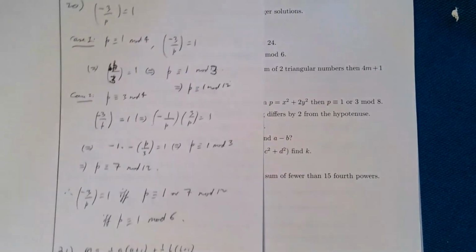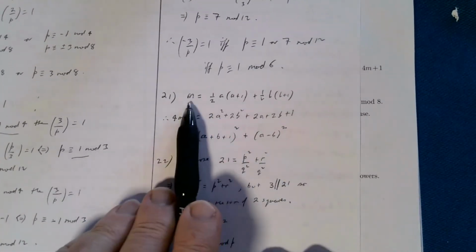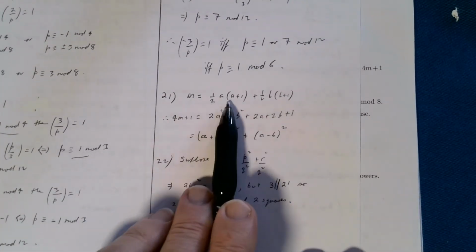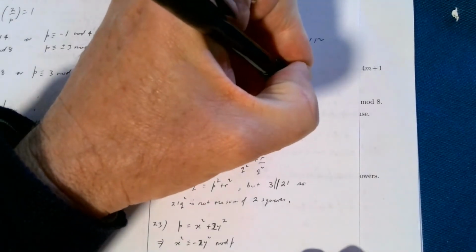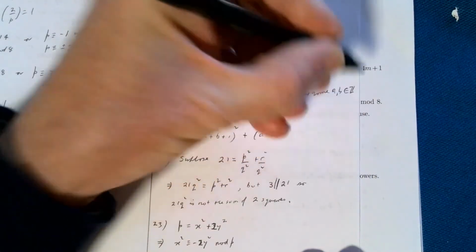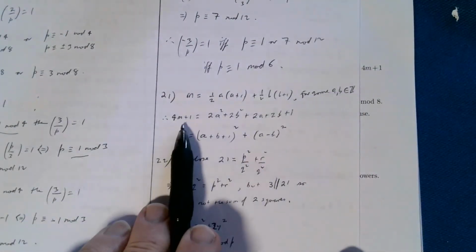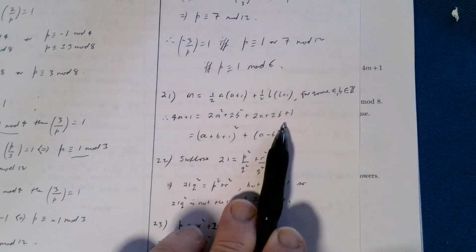So here is the solution of this one, question 21. So if m is the sum of two triangular numbers, then it's a(a+1)/2 plus b(b+1)/2, for some integers a and b. And multiplying by 4 and adding 1 and expanding that out gives me this expression. Just taken the brackets out and multiplied by 4 and added on 1.